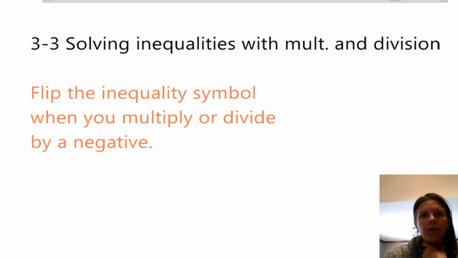Okay, today we're going to do 3-3, solving inequalities with multiplication and division. The only difference on these from equations is that you have to flip the inequality symbol when you multiply or divide by a negative, and I'll show you some examples of those.